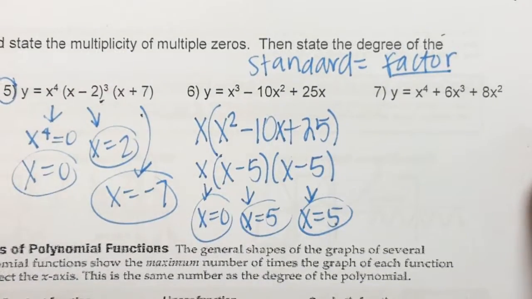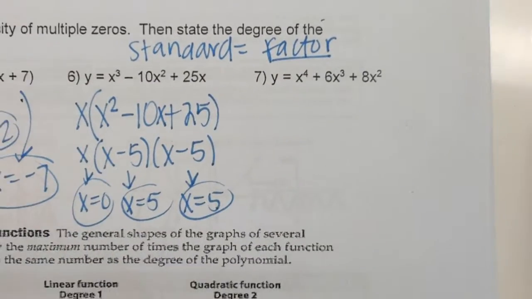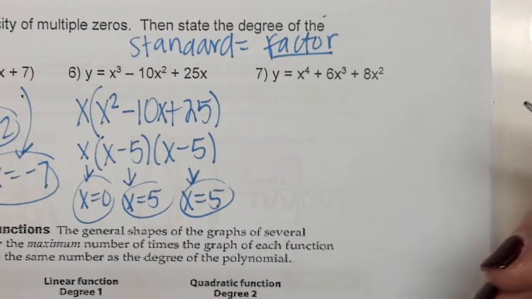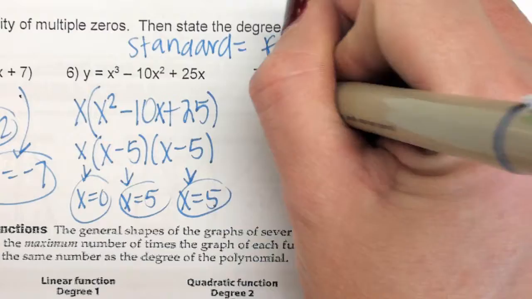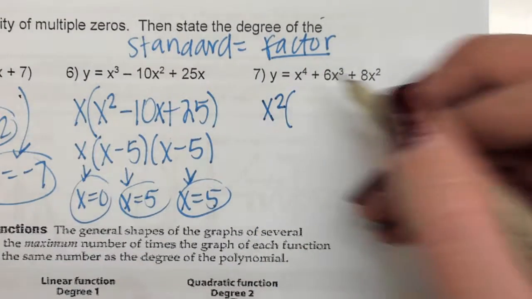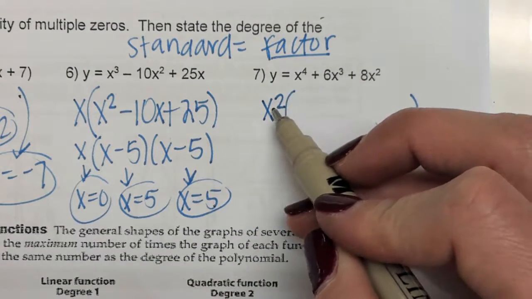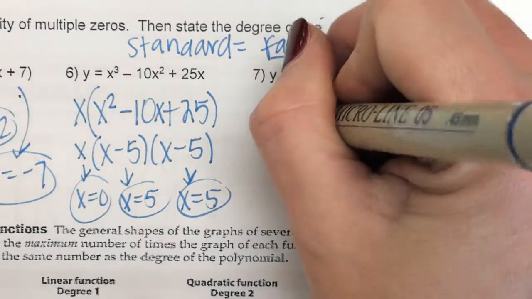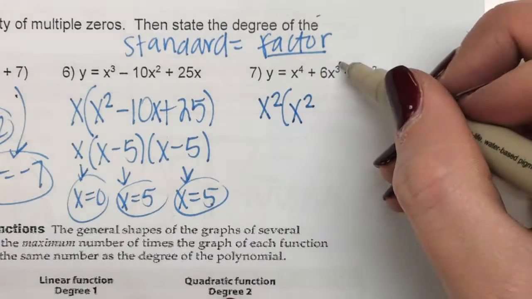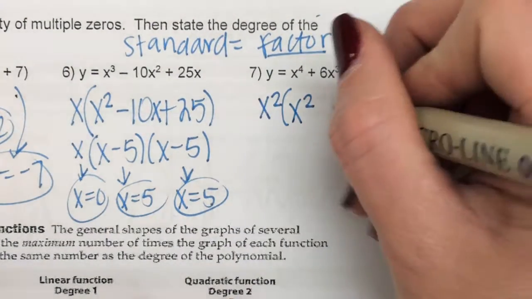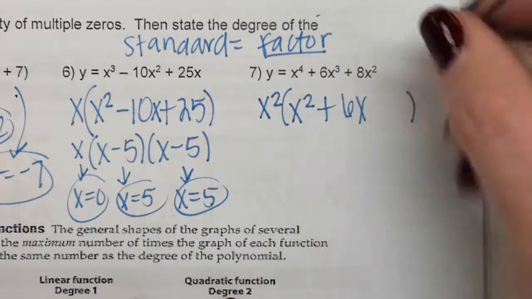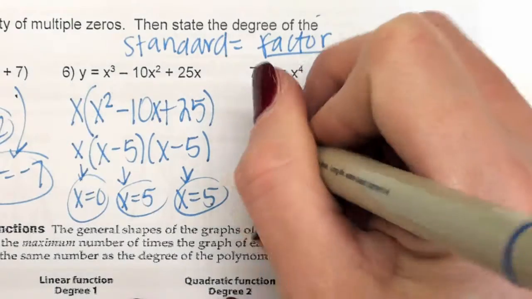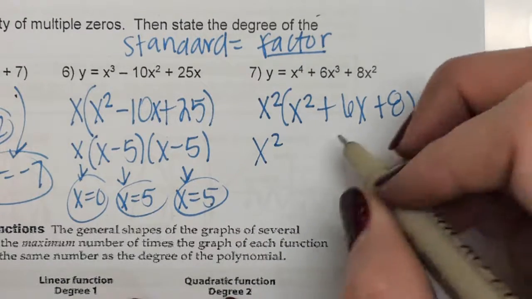Last one. If you look at how we're going to factor this one, we notice they have what in common? X squared. They have x squared all in common. So x to the 4th divided by x squared, it's going to be x squared. 6x cubed divided by x squared, just be 6x. 8x squared divided by x squared, just 8. Bring down my x squared.